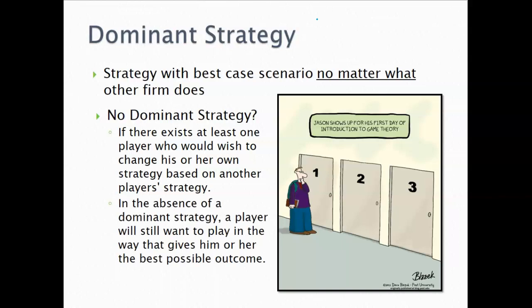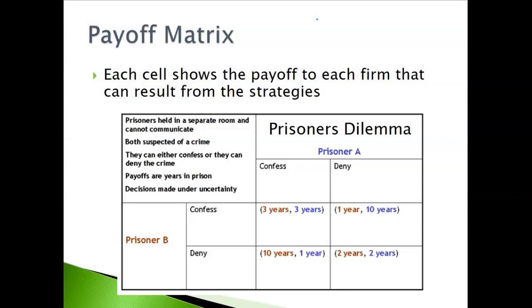Assuming one player does have a dominant strategy, the other is going to make their decision based on that dominant strategy. So what is a dominant strategy? The best way to do this is through an example.